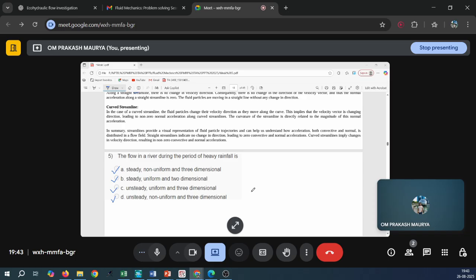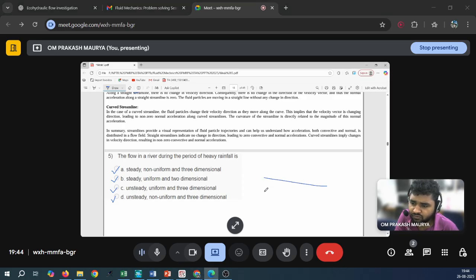The question is talking about the flow in the river during heavy rainfall, or you can say in the flood period, during the monsoon period. In the monsoon period, you know very well, the flow is definitely very, very high.